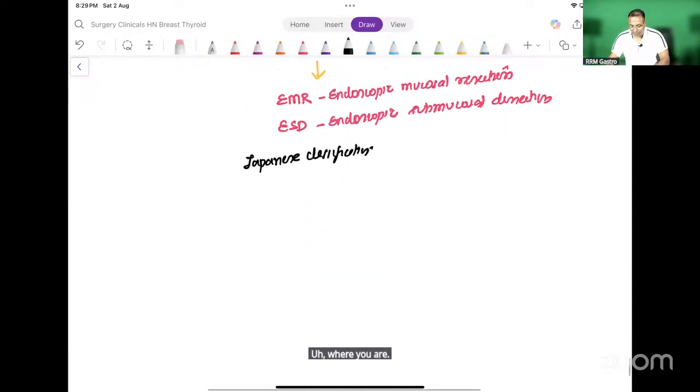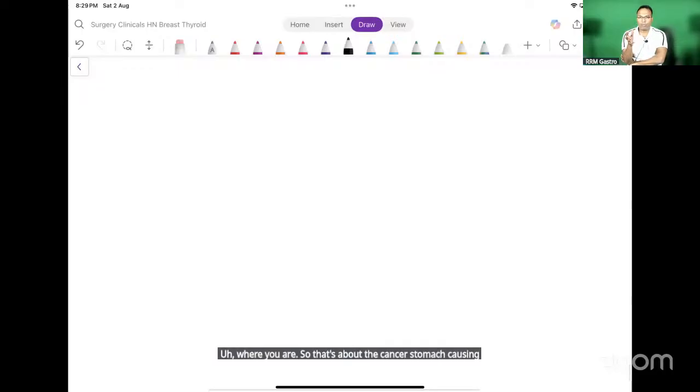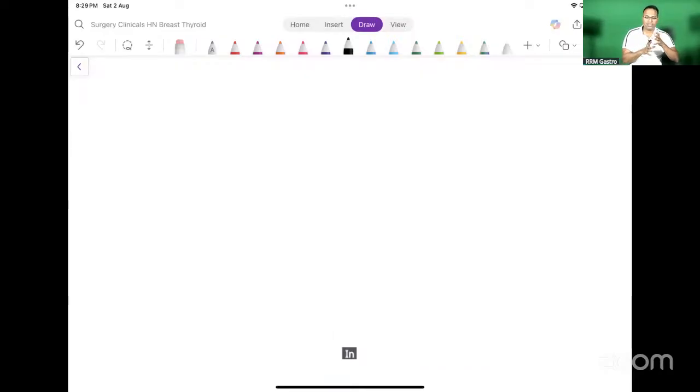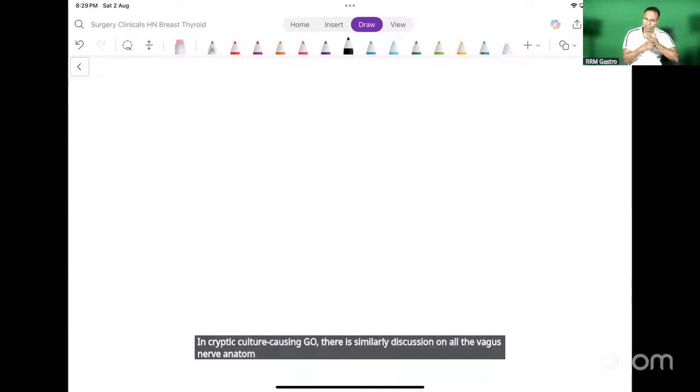So that's about the cancer stomach causing GOO related topics. If you go on to peptic ulcer causing GOO, it is another 2-hour session. Peptic ulcer also can cause GOO, but I restricted myself only to cancer stomach because this is a commonly kept exam case. In peptic ulcer causing GOO, there is similarly a discussion on all the vagus nerve anatomy, truncal vagotomy, high selective vagotomy, and complications of those vagotomies. All those things will go on for another 1.5 to 2 hour session on the vagus nerve.